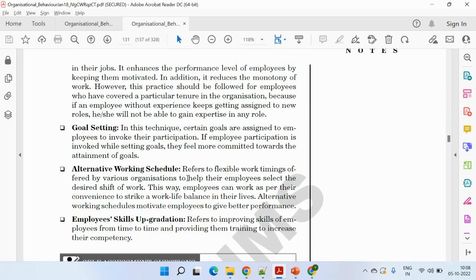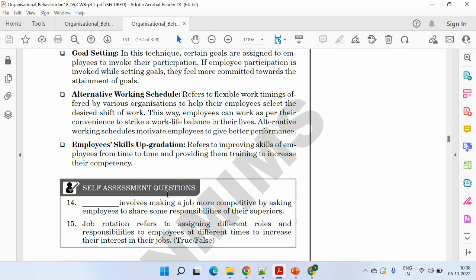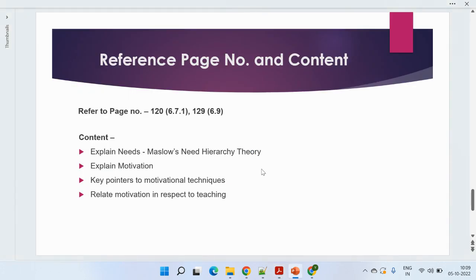Then next is goal setting, assigning certain goals and trying to accomplish them within the time frame. Alternative working schedule means flexible work schedules, which various organizations offer for work-life balance. Employee skill upgradation, timely upgradation: like being a teacher, you always like to learn new things, and it's important for her to upgrade her technology and other stuff going on in the market. So that's another aspect. So these are certain motivational factors which you can specify in terms of the Renita Parker case.